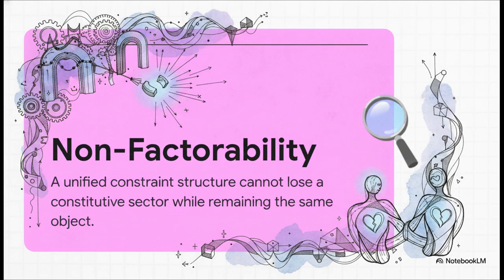Which brings us to Nielsen's non-factorability principle. It sounds like a mouthful, but the idea is actually quite elegant. It states that in a unified structure, you simply cannot remove a core constitutive component without changing the object completely. If a piece genuinely helps make the thing what it is, you can't just factor it out and pretend the original object is magically preserved.